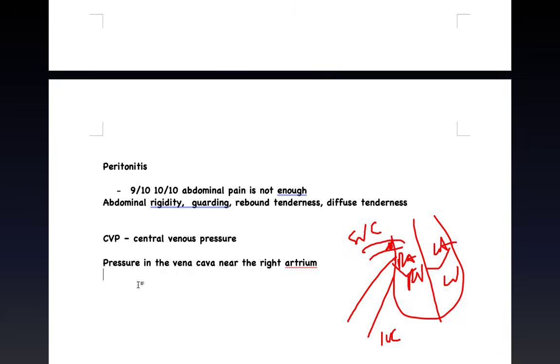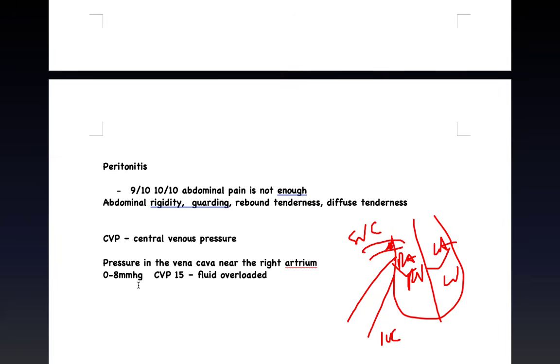So that's the pressure. Then you have to know the normal and abnormal. Usually the pressure is 0 to 8 millimeters of mercury. So anything that is higher, if I tell somebody CVP is 15, you know this is what. When you see this, think about fluid overload. And then write the signs and symptoms of fluid overload: periorbital edema, ascites, leg edema, right heart failure, lung crackles. All of them are signs of fluid overload.